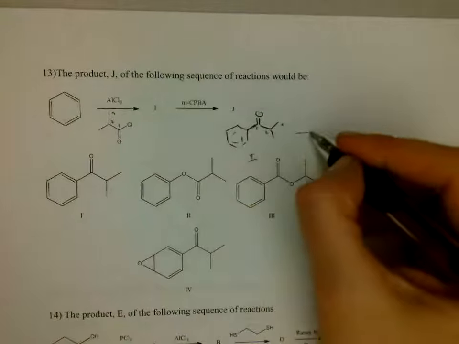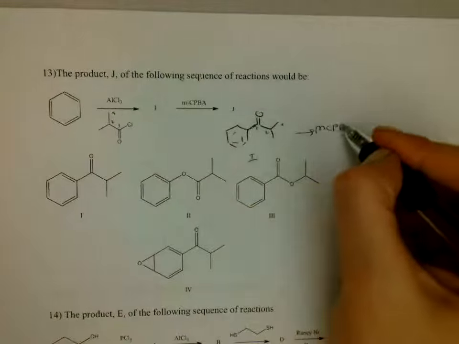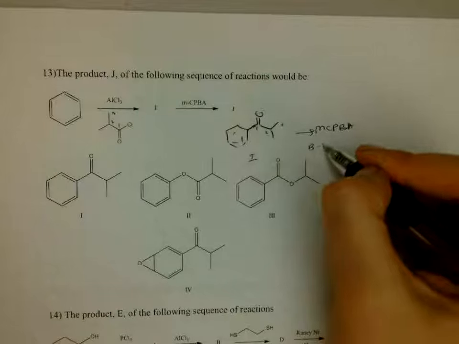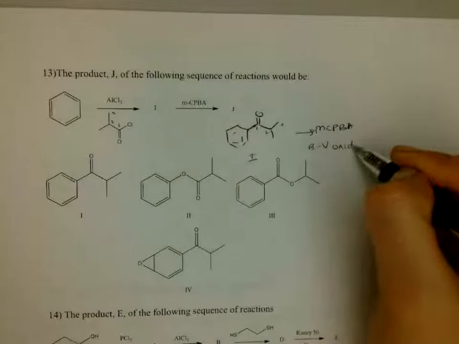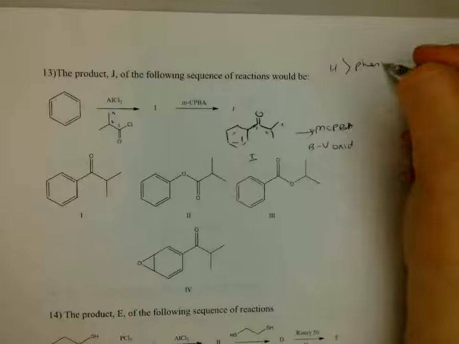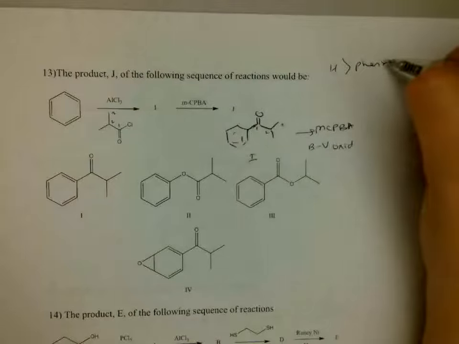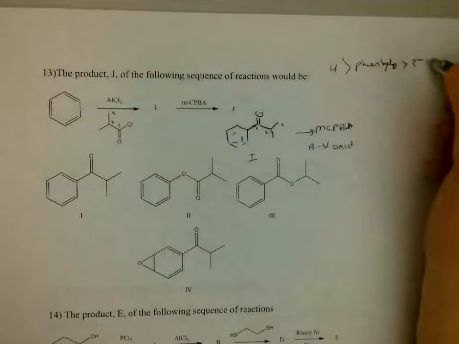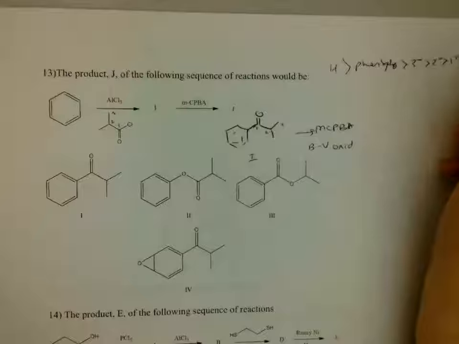This is I plus mCPBA. You should remember what that is. We just went over it. It's the Baeyer-Villiger oxidation. So H and then phenyl. I spelled phenyl all kinds of wrong. Phenyl. Then tertiary, secondary, primary, and methyl.